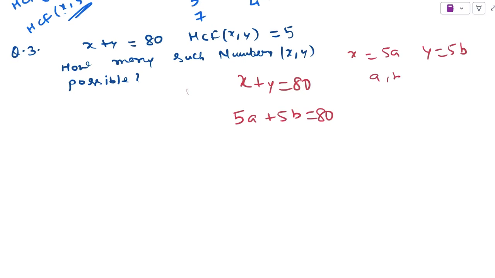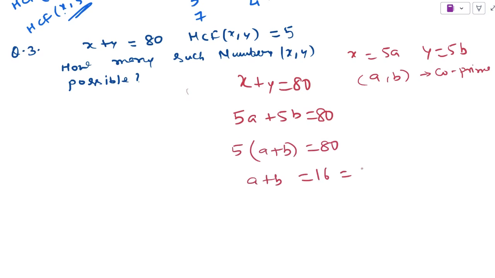That means a and b have to be co-prime, right? I need to find out a and b as co-prime. Now if 5 is taken as common, 5 times a plus b is 80. So a plus b becomes 16. 16 is 2 to the power 4. Only one prime factor is used.